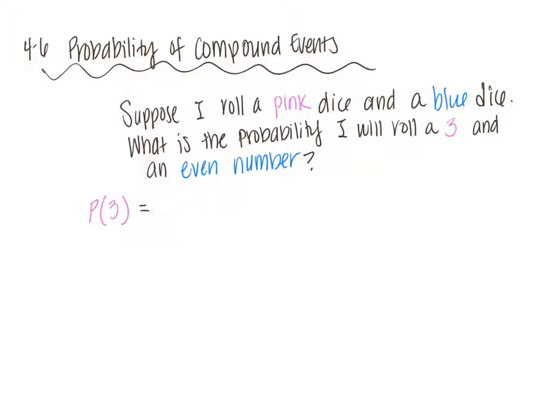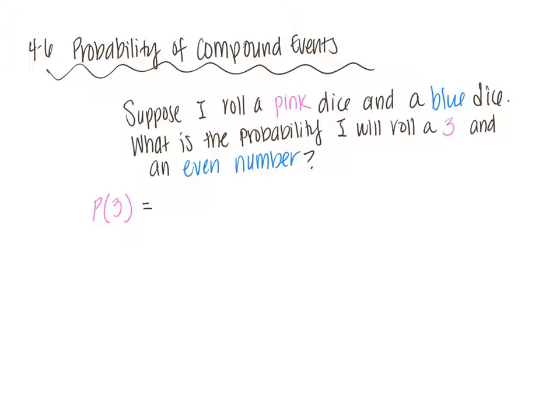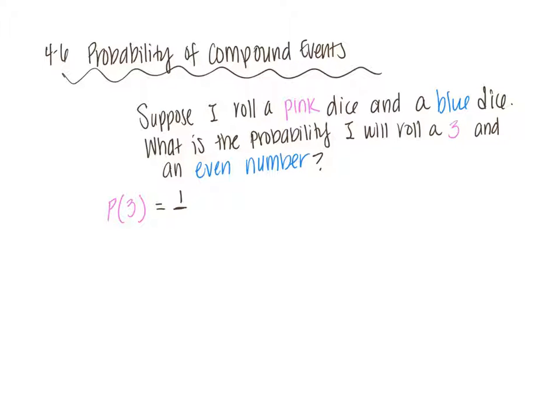I have 6 potential numbers on a dice. So if I want to roll a 3, how many 3s are on a dice? There's only 1 3. And how many numbers total could I roll on a dice? 6. Okay, so I have a 1 in 6 shot of rolling a pink 3. But I also need to figure out what's the probability of rolling any even number on my blue dice.